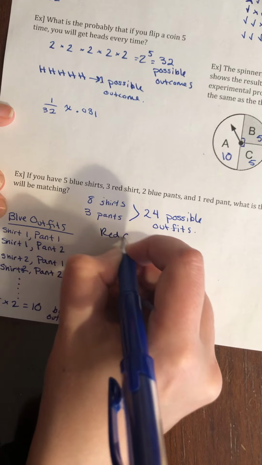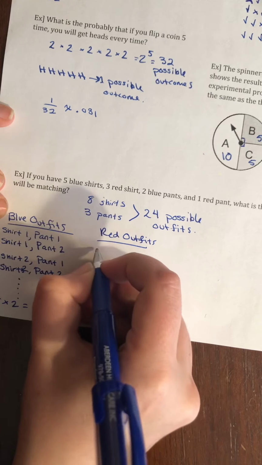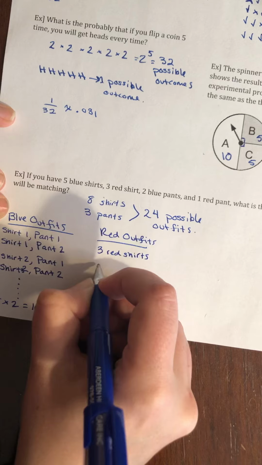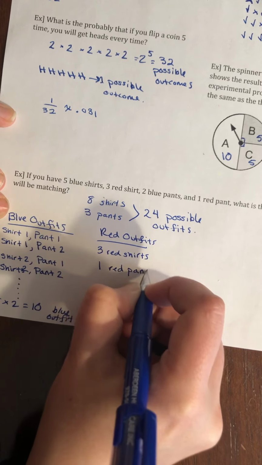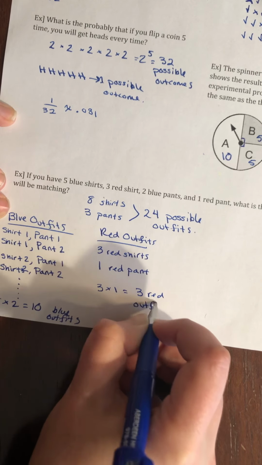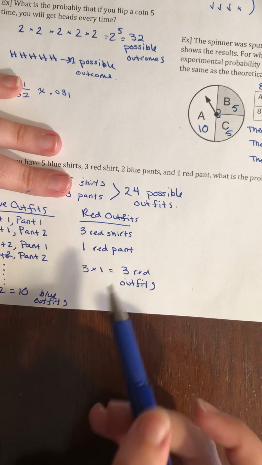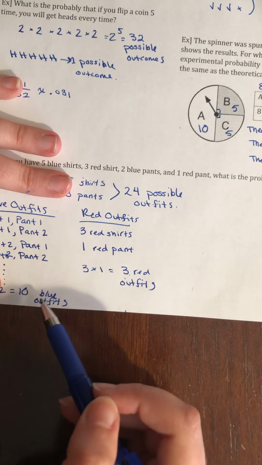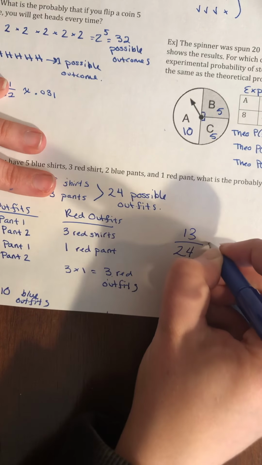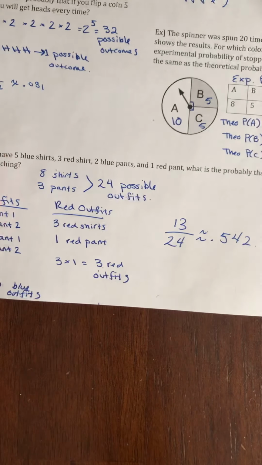So the red outfits, I have 3 shirts, but only 1 red pant. So there are only 3 red outfits. So out of these 24 possible outfits, 3 are red matching outfits, 10 are blue matching outfits. So 13 out of the 24 are matching. So there's about a 54% chance.